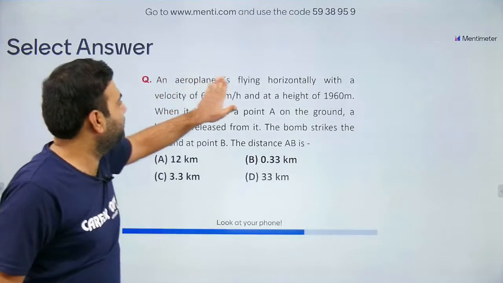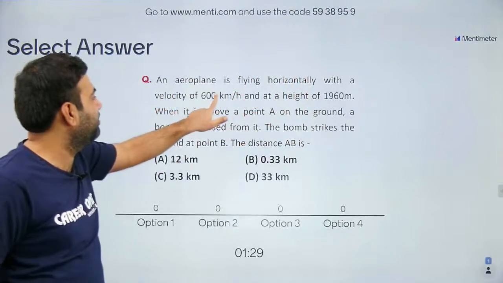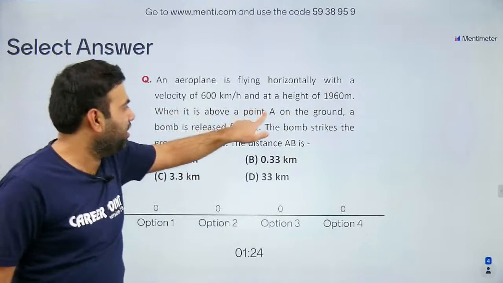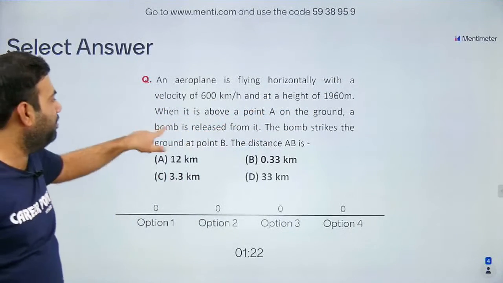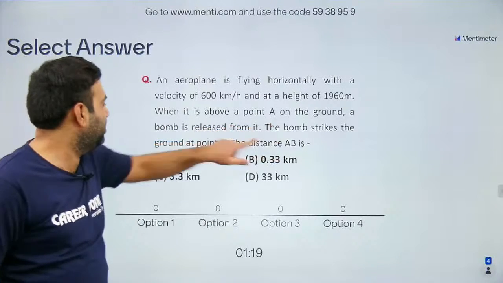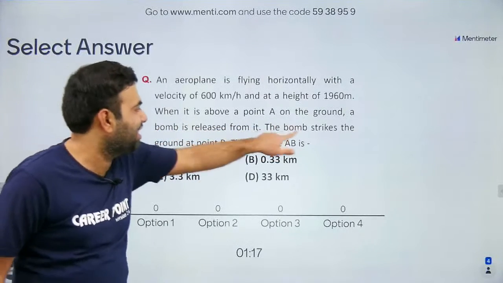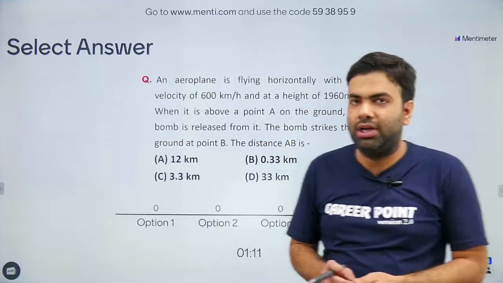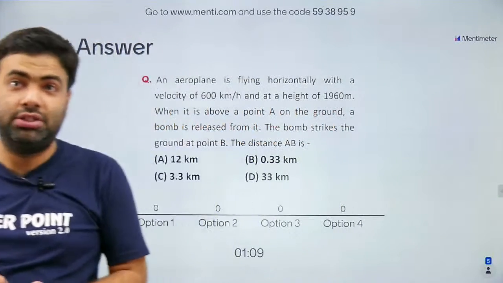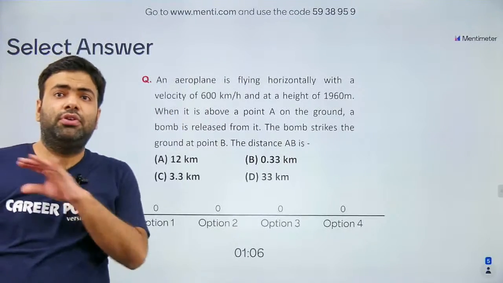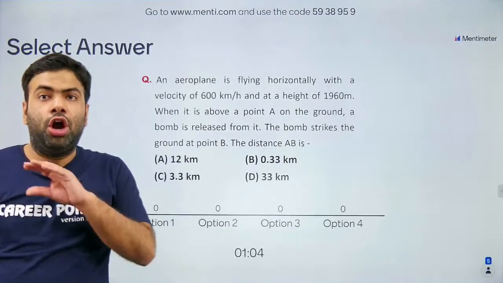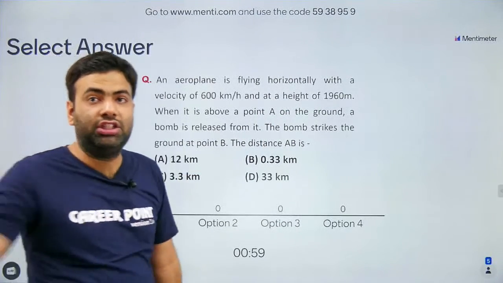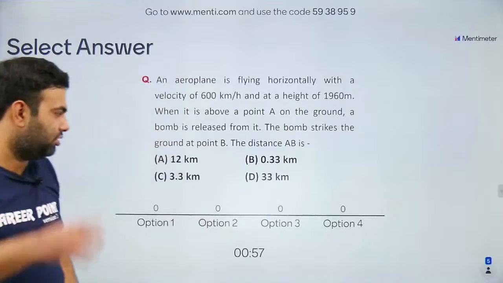An aeroplane is flying horizontally with a velocity of 600 km per hour at a height of 1960 meters. When it is above a point A on the ground, a bomb is released. The bomb strikes the ground at point B, and you have to find the distance AB. This is actually a direct formula based question, but unit conversion is important here. This is the question of horizontal projection of a projectile. If we project a particle horizontally from a height, this is the question of that section.